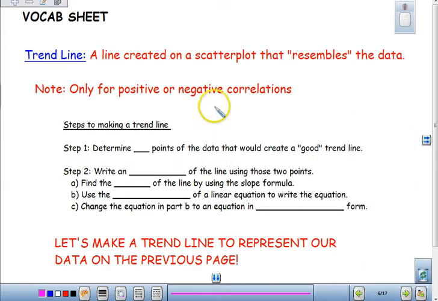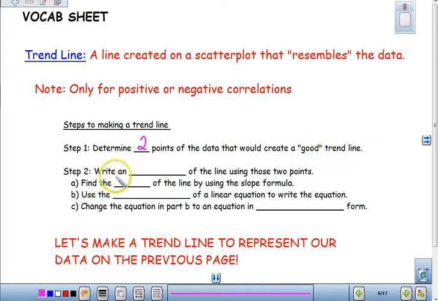And now on trend line. So this is on your first page of the notes of 5-7. A trend line is a line that is created on a scatter plot that resembles the data. Note only positive and negative correlation. If there's no correlation, you cannot have a trend line. So how do you do it? You're going to determine 2 points from your data that create a good trend line.